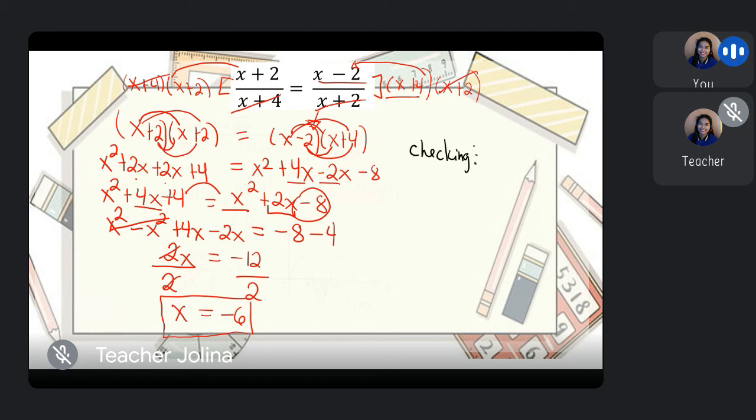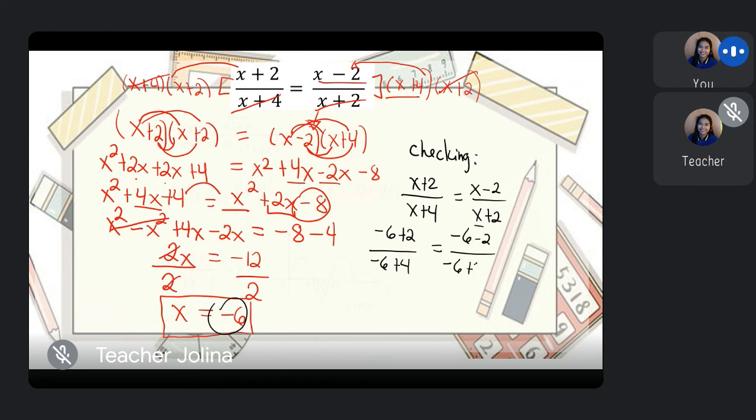Just copy the given x plus 2 over x plus 4 equals x minus 2 over x plus 2. So, palitan natin lahat ng mga x ng negative 6. Kasi yan po yung solution natin for our equation. So we have negative 6 plus 2 over negative 6 plus 4 equals x palitan ng negative 6, we have negative 2. X palitan ng negative 6, we have positive 2 here. Okay? After nun, simplify lang natin.